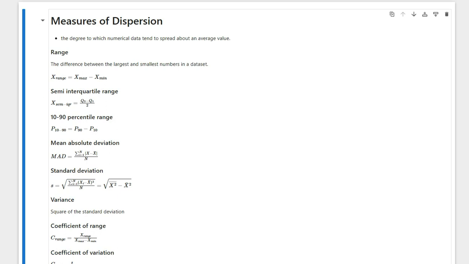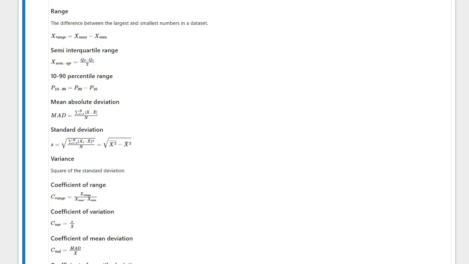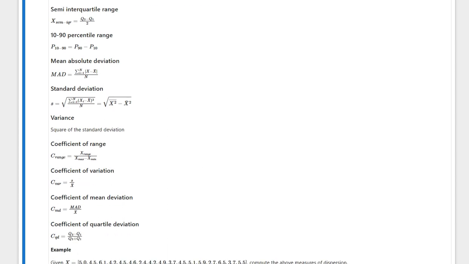So these are the absolute measures of dispersion. There are also relative measures of dispersion that we sometimes use. Those are, first, the coefficient of range. This is equal to the range value that we computed divided by the sum of x max plus x min.